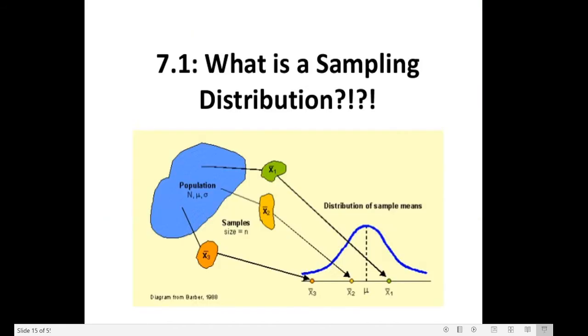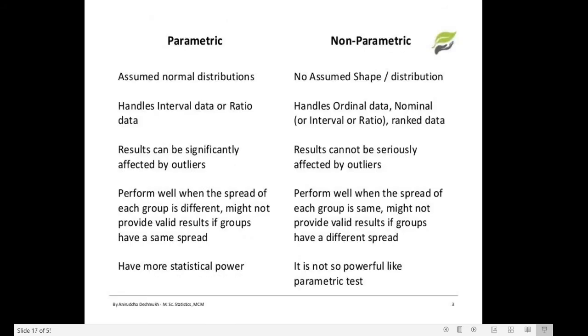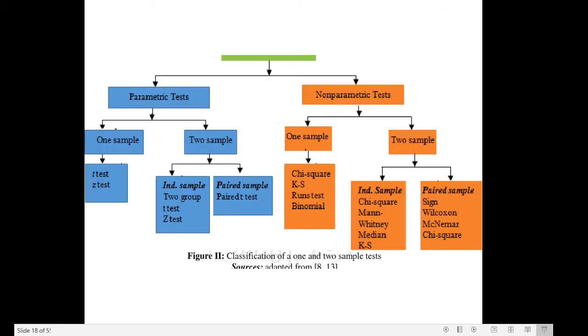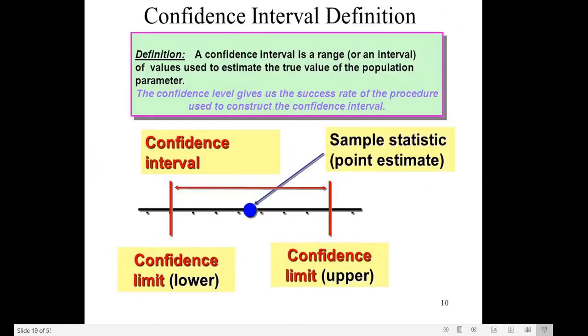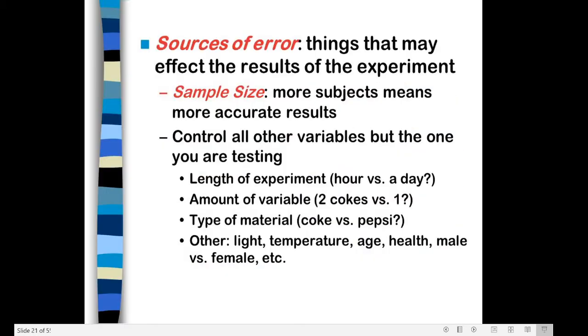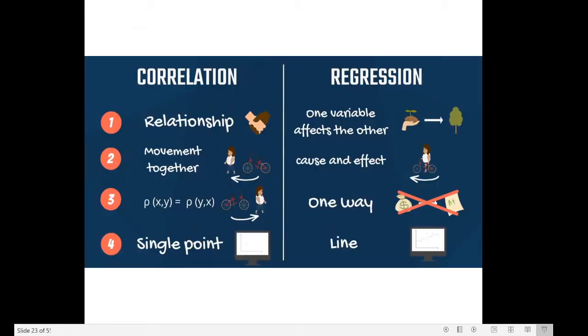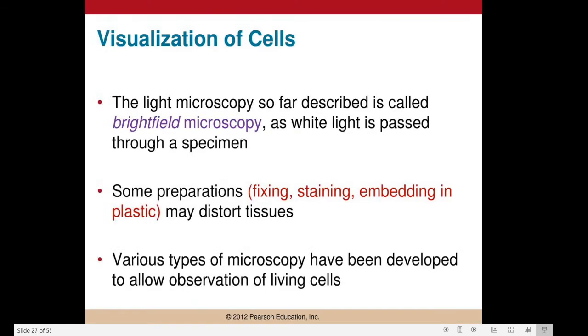Then sample distribution, we can calculate the sample distribution with this equation. Then parametric and non-parametric distributions. Here then confidence level, what is confidence level? Then we studied what possible errors happen at the laboratory scale. Then experimental, what is experimental error? Then correlation, regression. Now we enter into the microscopic technique.